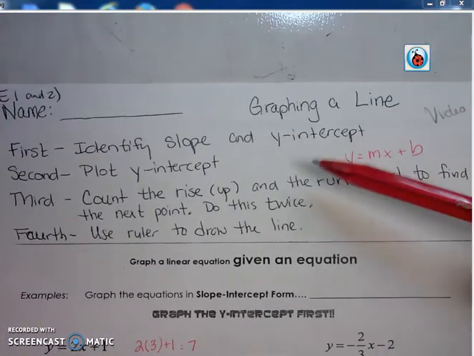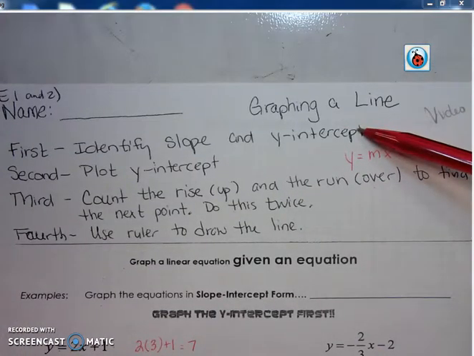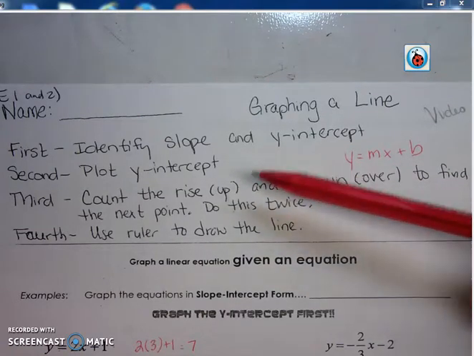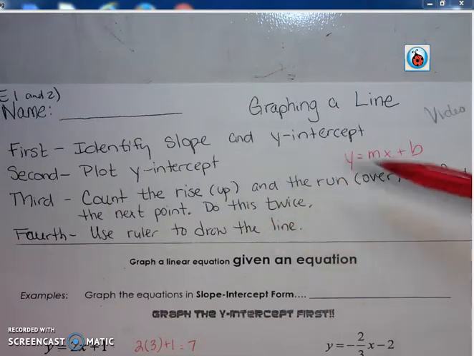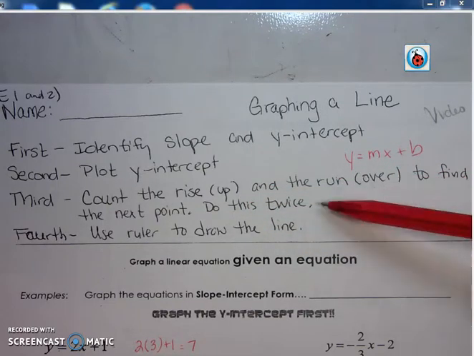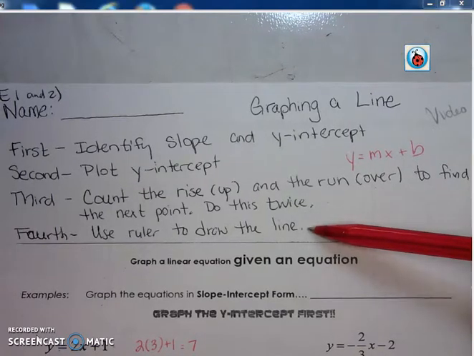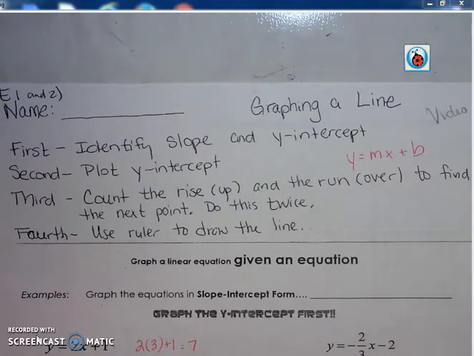So let's go over that again. First, we identify the slope and the y-intercept. Then we plot the point, that's the y-intercept. We count the rise and the run, and we put on the next point. We want to do that at least twice. And then we use a straight edge or a ruler to draw the line. And that's as simple as it gets.